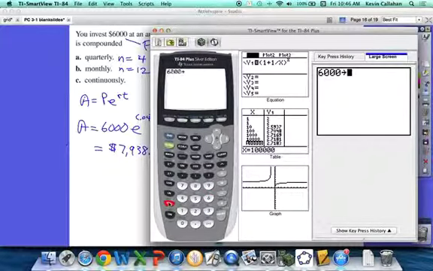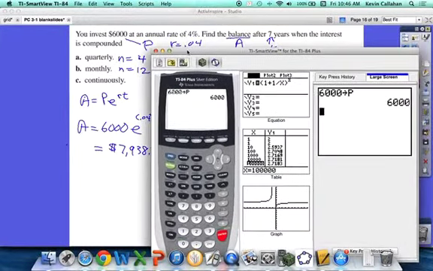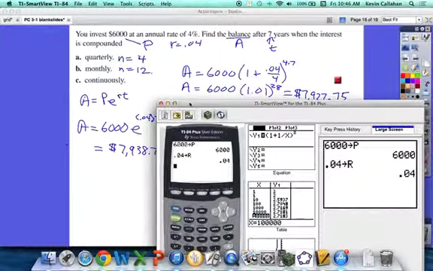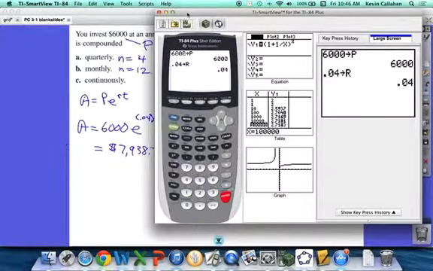Store. Alpha. Where's our P? P is on the 8. Right? What else do we know? We have R is 0.04. Store. Alpha. R is on the X over here. What else can we put in? I want the T, 7. Store. And alpha T is on the 4.